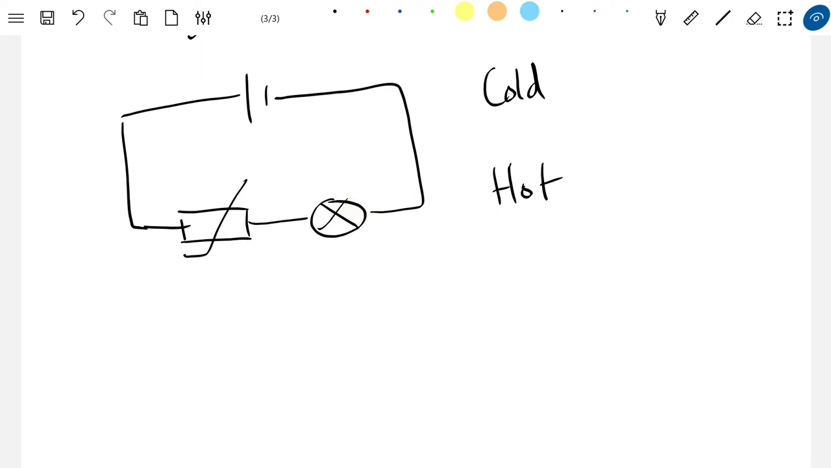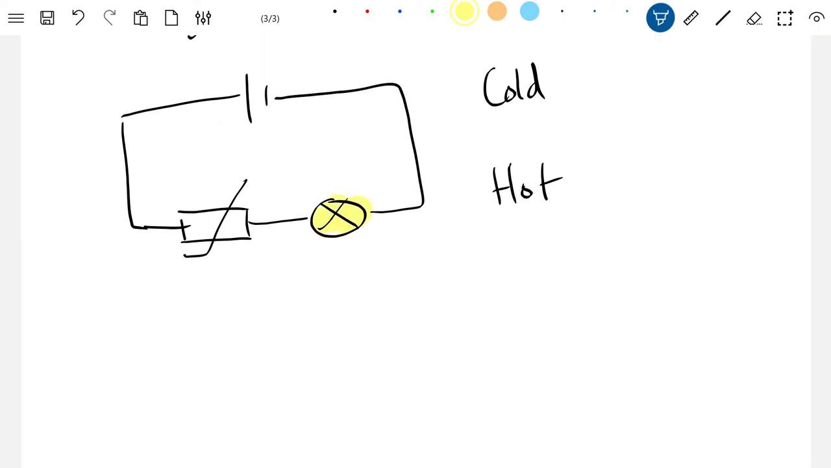Right, I'll say that again just in case I said it the wrong way around. If that resistance is high, then there's going to be less current flowing in the circuit, which means that bulb is going to be dimmer. If the resistance is going to be low, it means there's going to be more current in the circuit, which means that it's going to be brighter.